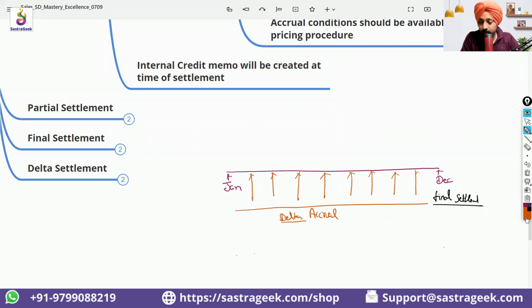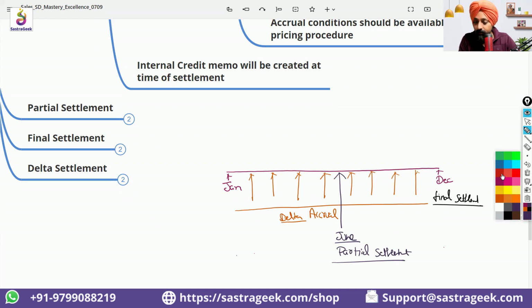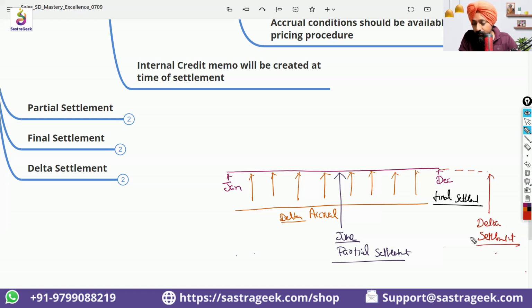And based on the customer request, you have done in June your partial settlement. Then there is another terminology which comes up, that is your delta settlement. Delta settlement will be happening after the period. Delta settlement will be happening after a final settlement.